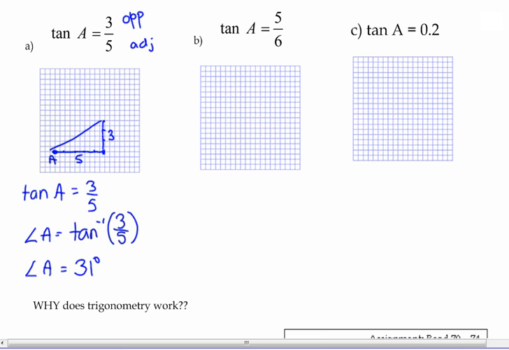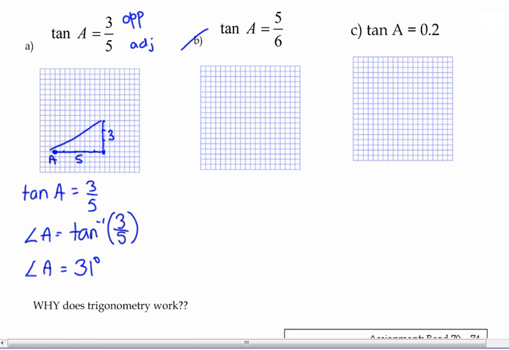Okay, so if we drew this perfectly, we should be able to take a protractor and actually measure 31 degrees. That should be a 31-degree angle there that we just drew. Okay, so let's skip this one. It's the same thing as what we just did here.